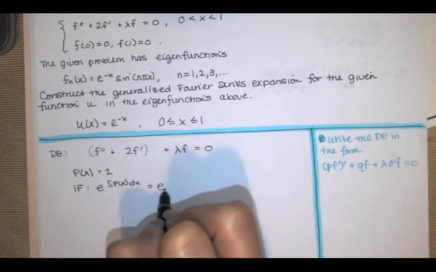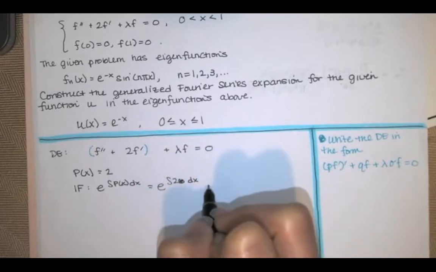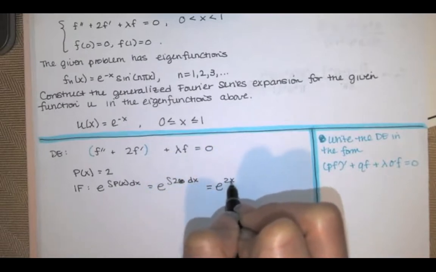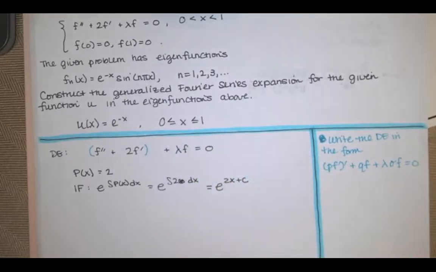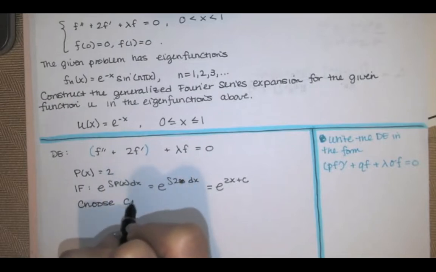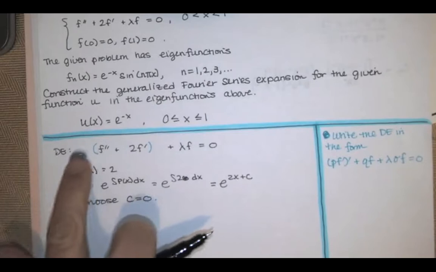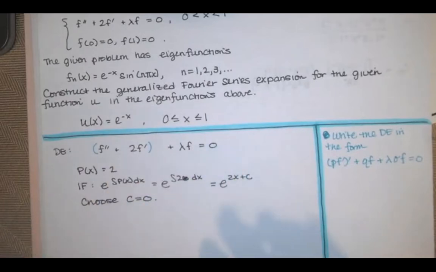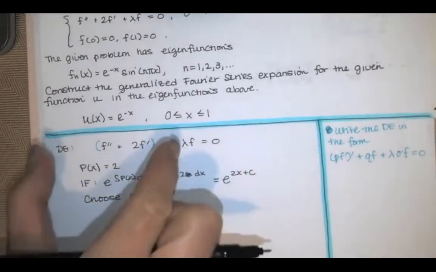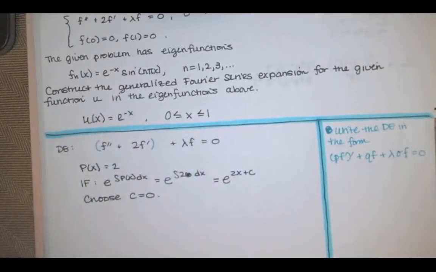And in our case, we've got e to the integral of 2 with respect to x. And so we get e to the 2x plus c. That's infinitely many integrating factors. We only need one of them, so we'll just choose c to be 0. If we multiply the entire equation by this, where c is equal to 0, then the resulting expression for those first two terms will be the derivative of a product by the product rule. So we found the integrating factor.